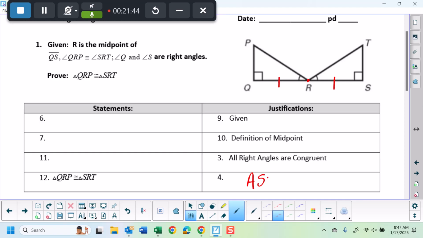There will be kids in my classes that will see the right angle and do HL.